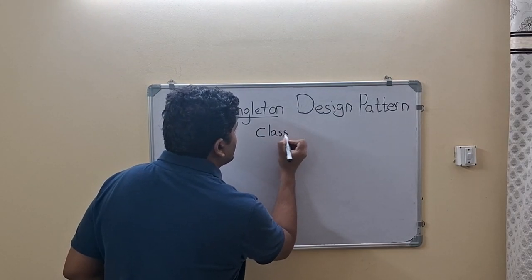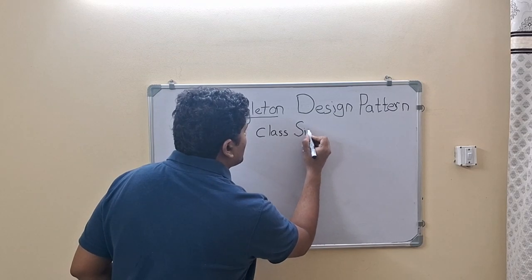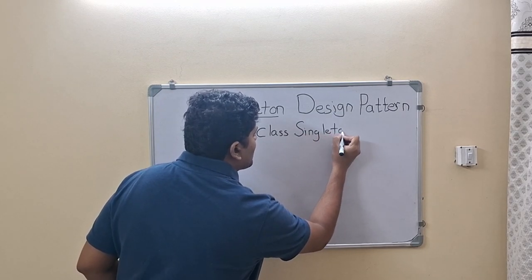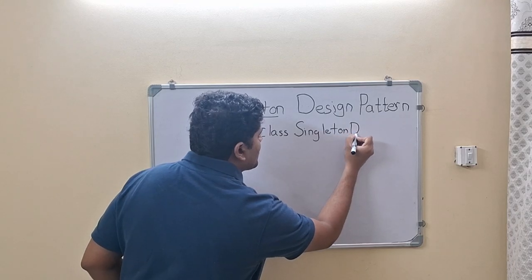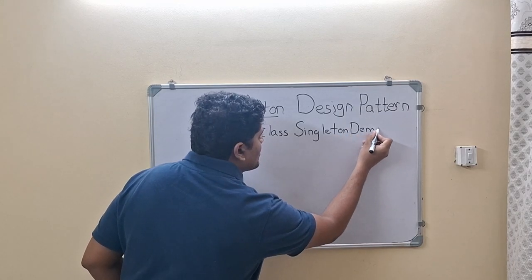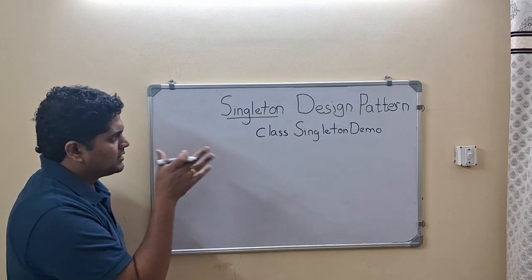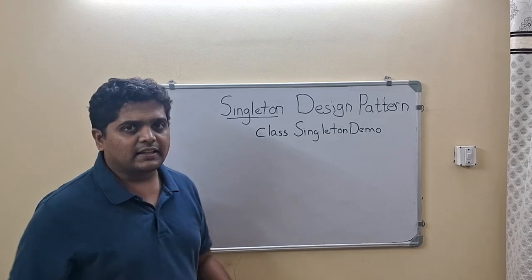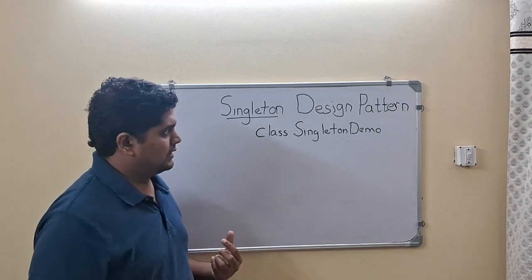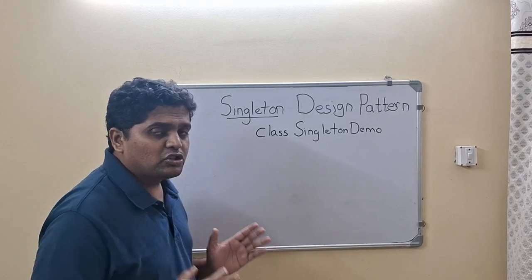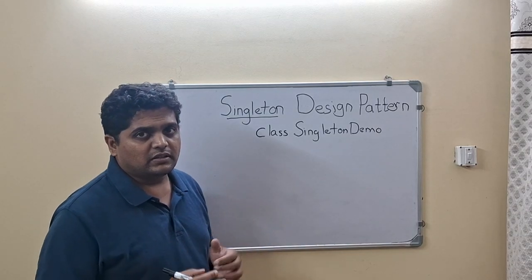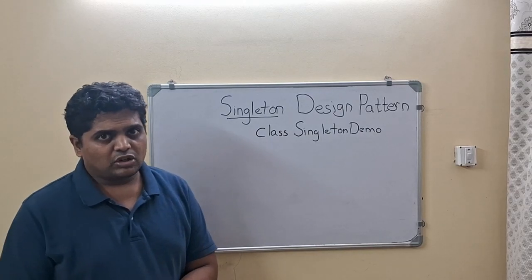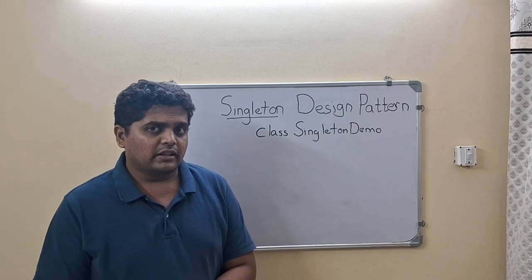So basically, while designing a class, let's say SingletonDemo. Suppose consider this is a class called SingletonDemo. You want to make it a singleton and you have to follow the singleton design pattern in it. So it should ensure that only one instance of this class should be there. You should not allow any other instance to be created.